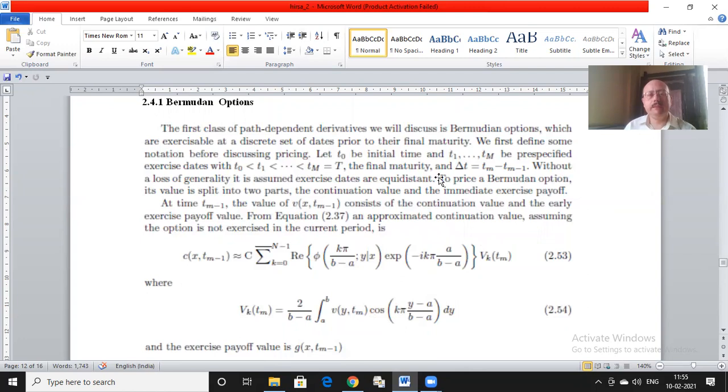Without loss of generality, we assume that the time gap between two successive exercise points is equal. So we assume that these exercise dates are equidistant. So each gap is equal to some common delta t. It is like if I have a 3-month option, then every Monday is a possible exercise day.